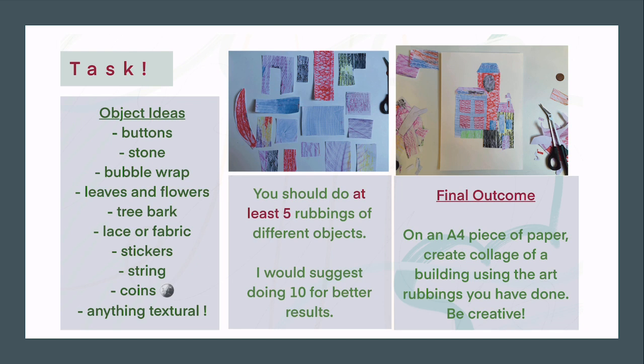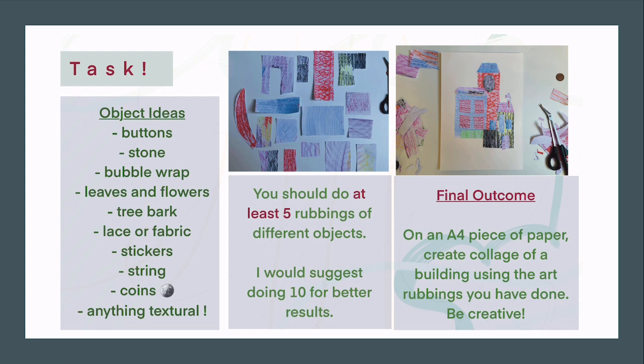So some object ideas for you: buttons, stone, bubble wrap, leaves and flowers, tree bark, lace or fabric, stickers, string, coins, anything textural available to you. So if you think something would look cool, just try it and give it a go and see the result.